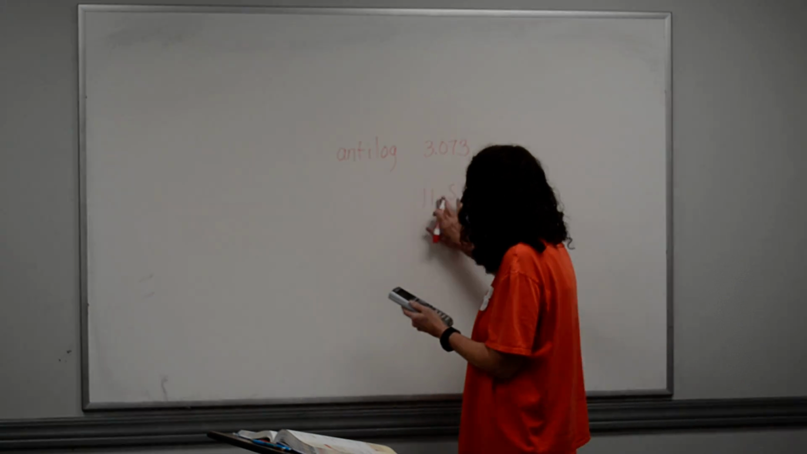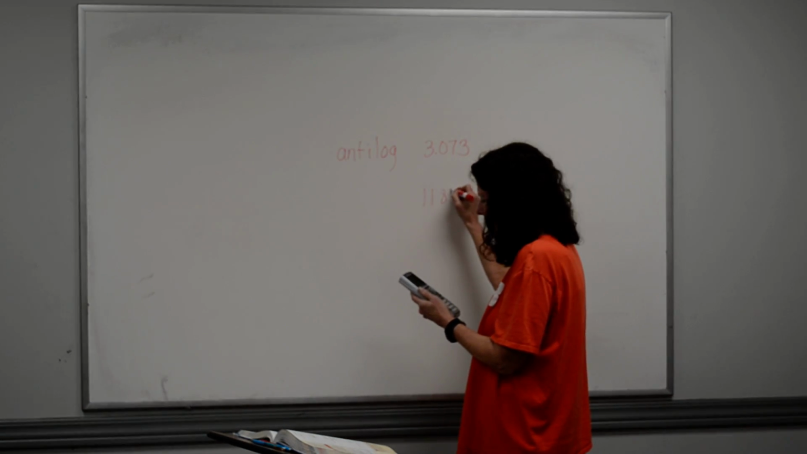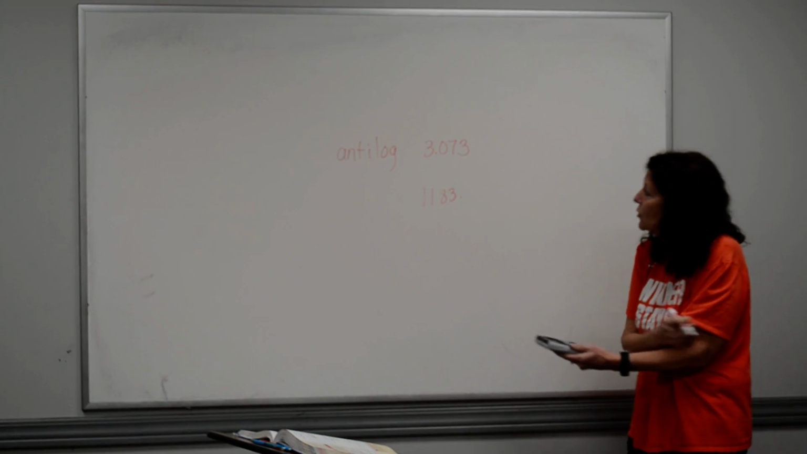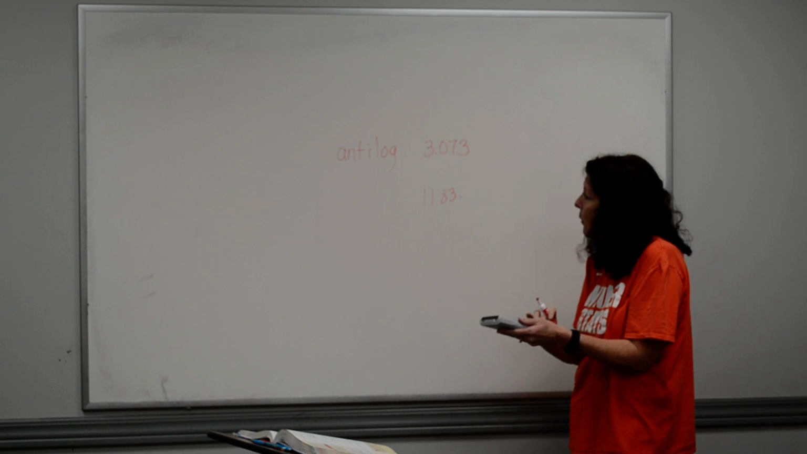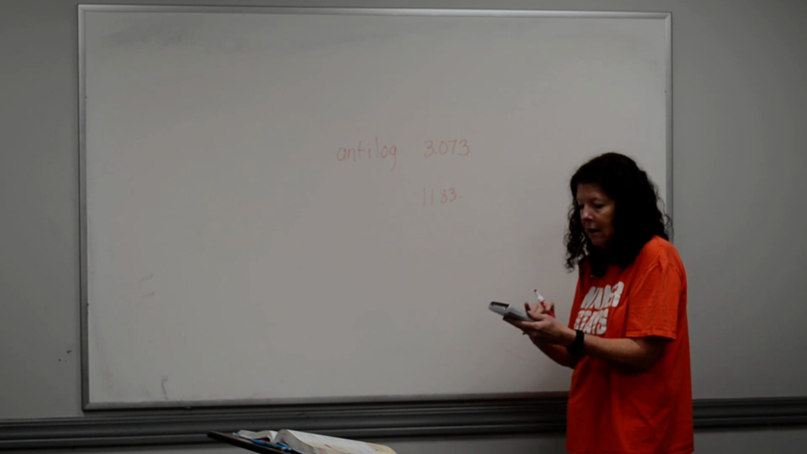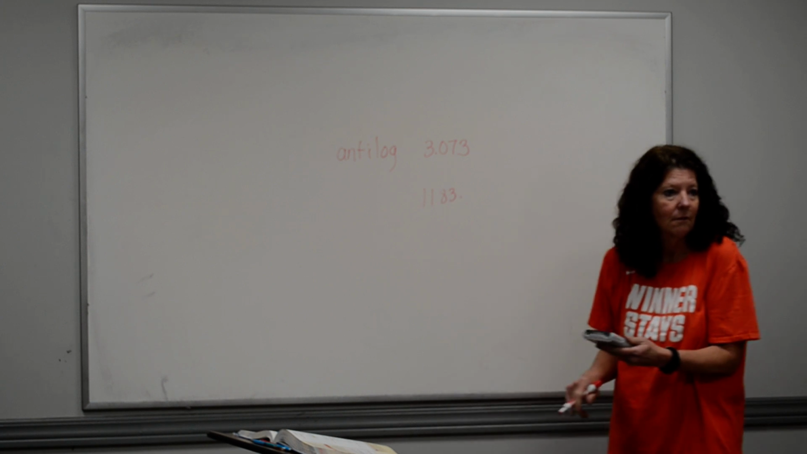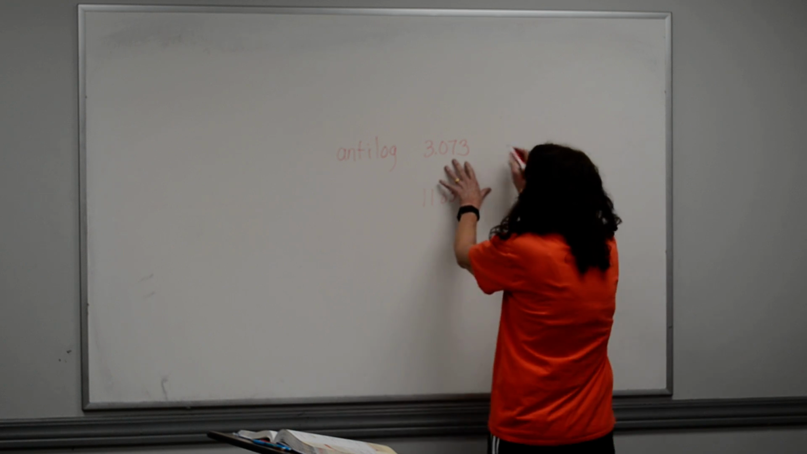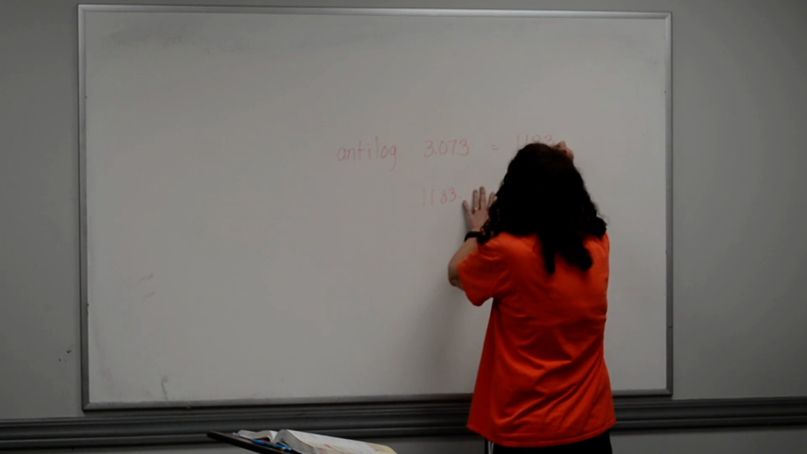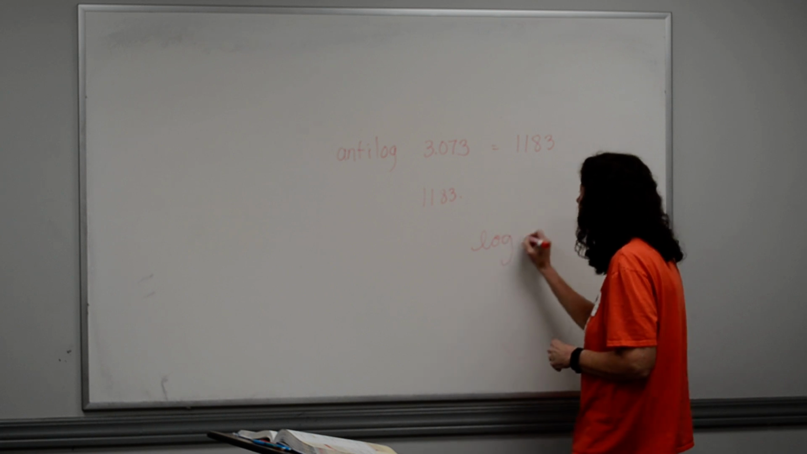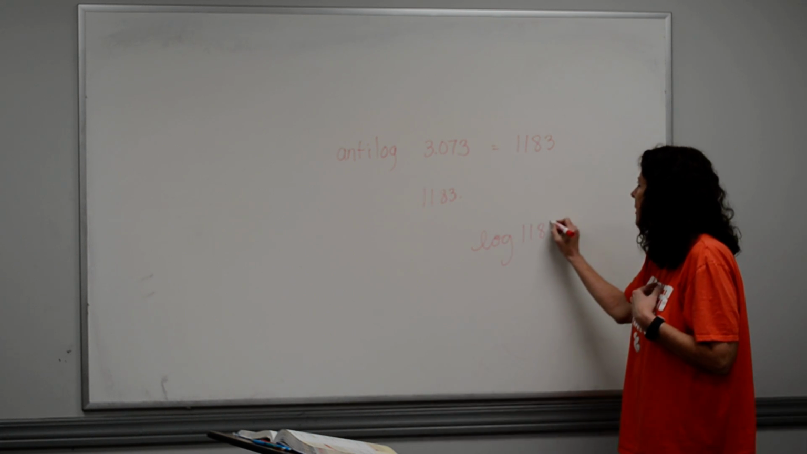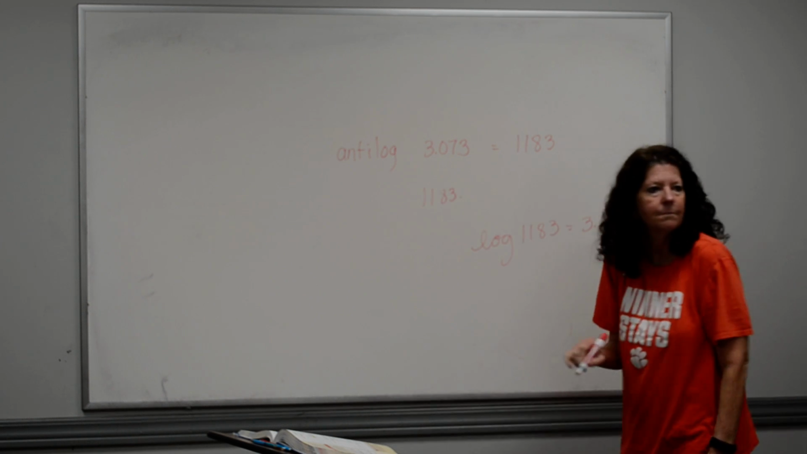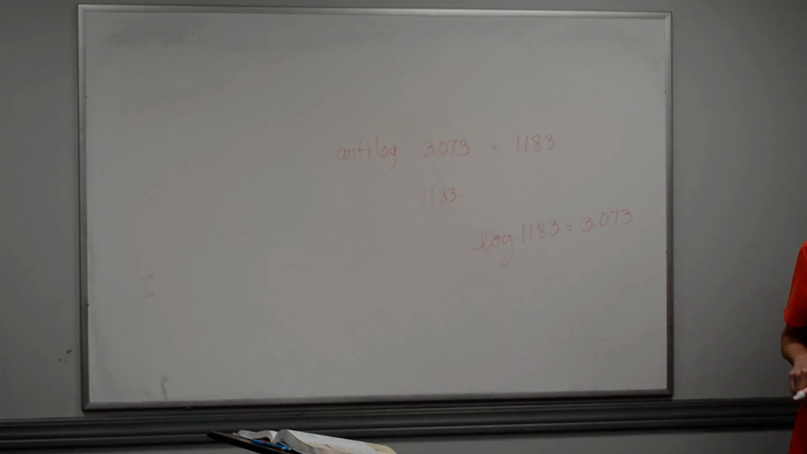and it tells me 1,183. Now turn around and take the log of 1,183 and you get that. You're going back and forth here. So when I take the anti-log and it gives me this, what that means is if I took the log of 1,183, it would give me that. It's a circle, okay?